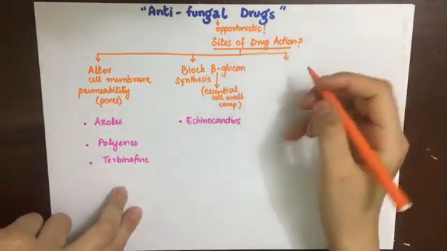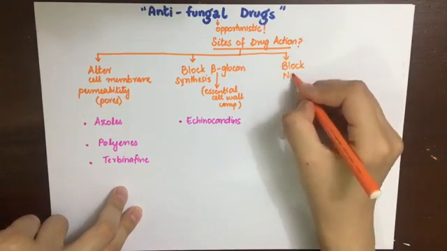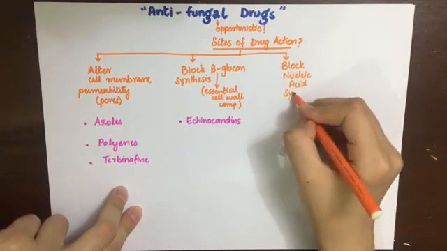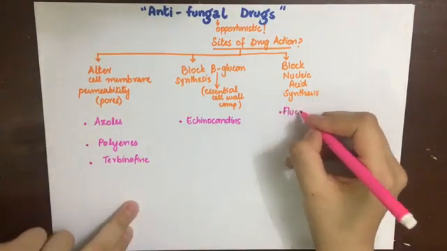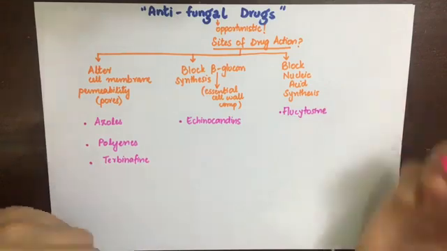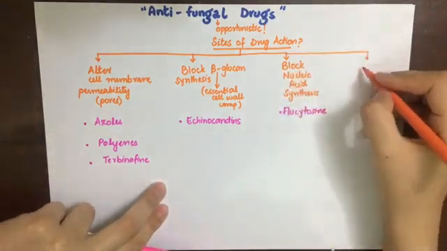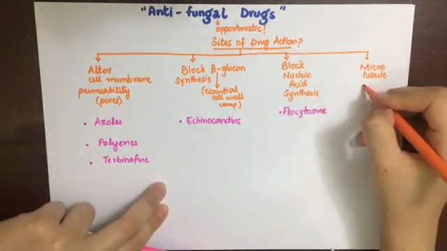Still other drugs can block nucleic acid synthesis by acting as antimetabolites, which are substances that inhibit cell growth by competing with a natural substrate in an enzymatic process. These drugs include flucytosine.